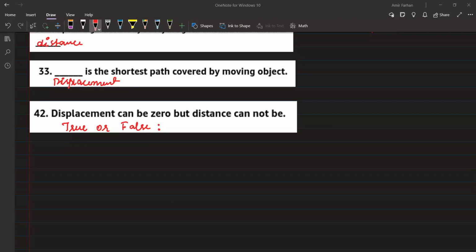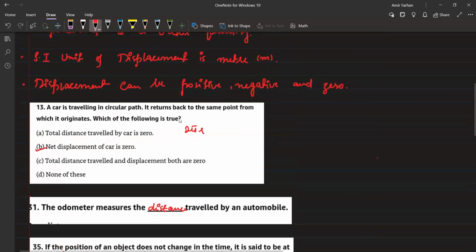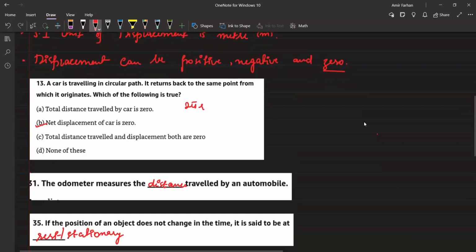But basically it is true, dear. Displacement can be zero. I have written it down there. It means that you have started from the initial point, and after some time, the final point of your journey is your starting point. It means that you have covered some distance, but the displacement between the final and the initial point is zero.